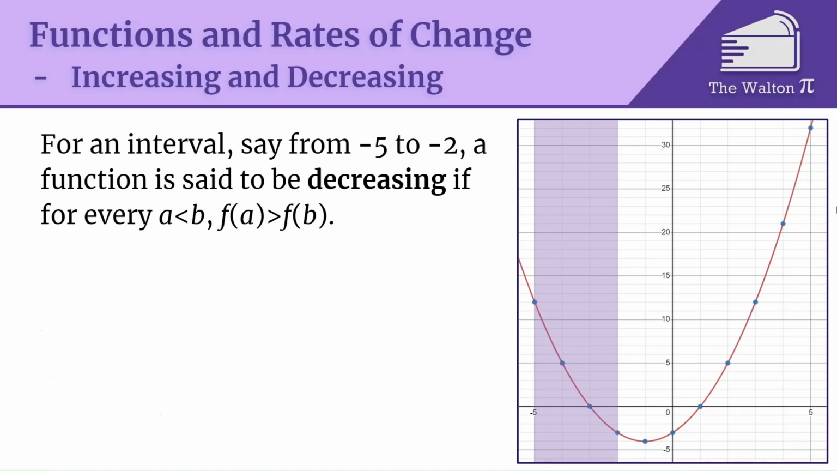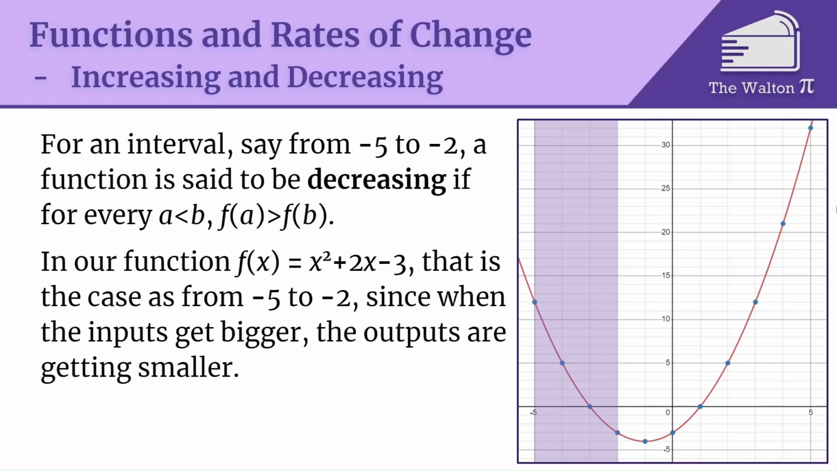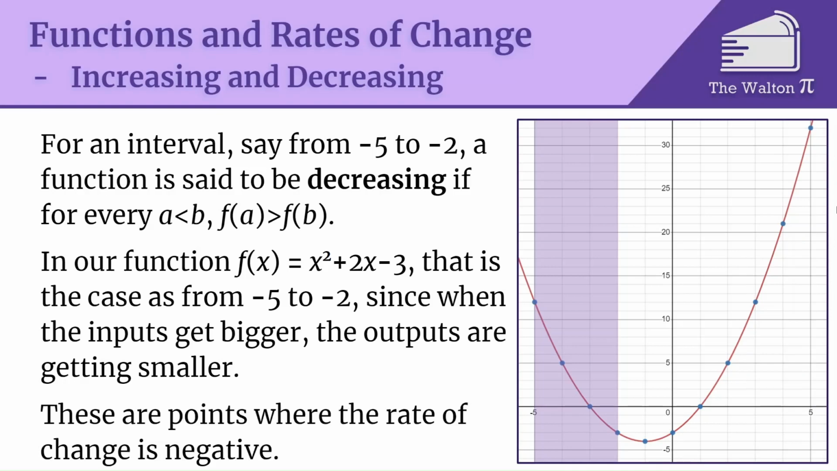Now, for an interval, say from -5 to -2, we say that a function is decreasing if for every a less than b, f of a is bigger than f of b. So that means if we increase our inputs, the value of our function is going to decrease. So in our function f of x equals x squared plus 2x minus 3, that's the case from -5 to -2, since in that entire region, as the inputs are getting bigger, the outputs are getting smaller. And so these are the points where the rate of change at those points is negative.